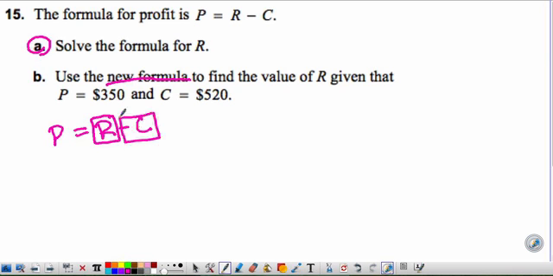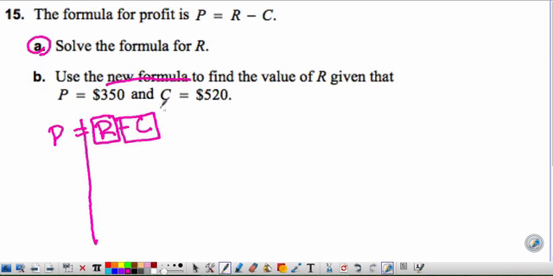Deal with this negative C. I got a question. What is it, Angel? It says P and C already have an equal for, don't you place them? No. Look, A only says solve for R. They have not told us to use these numbers yet. So we're solving for R. We'll use those numbers when we get down to B. Y'all shouldn't even be reading this yet.